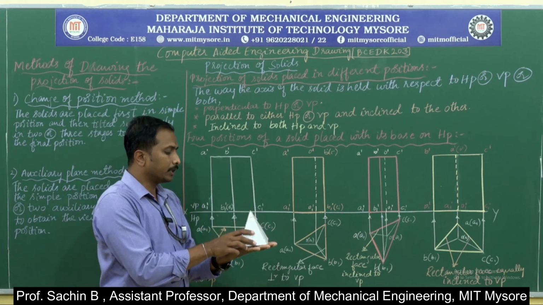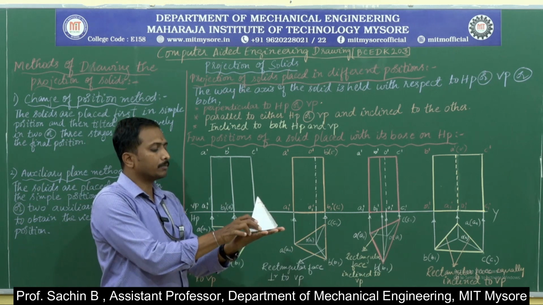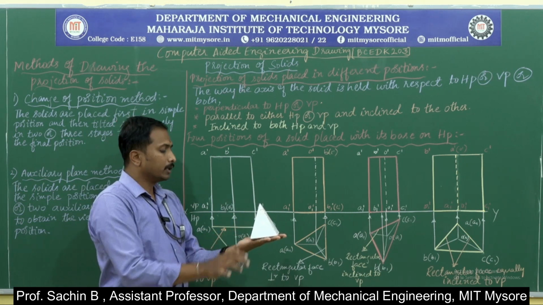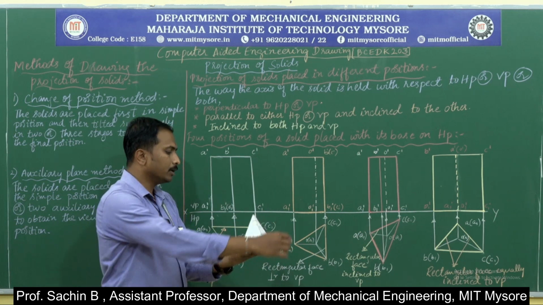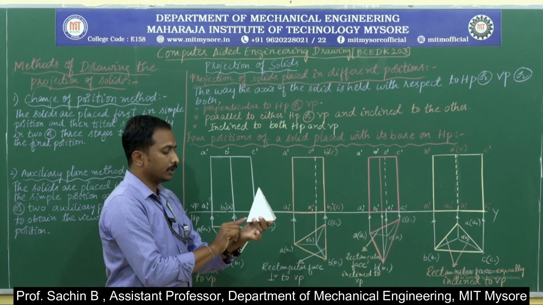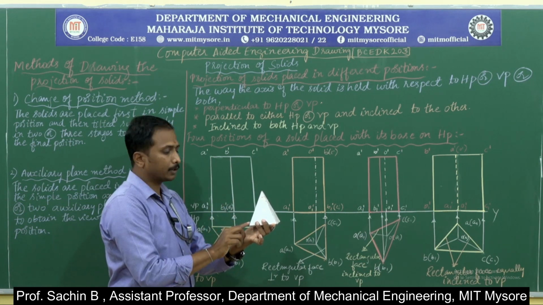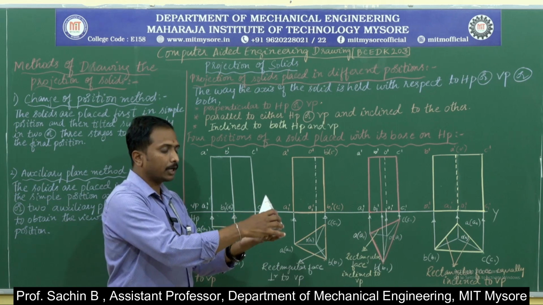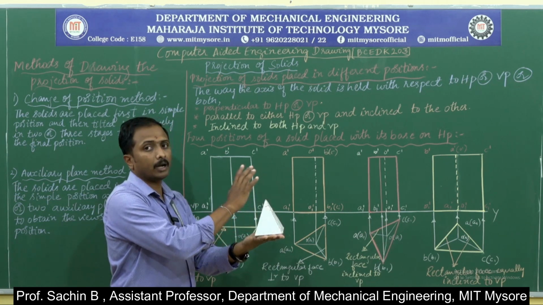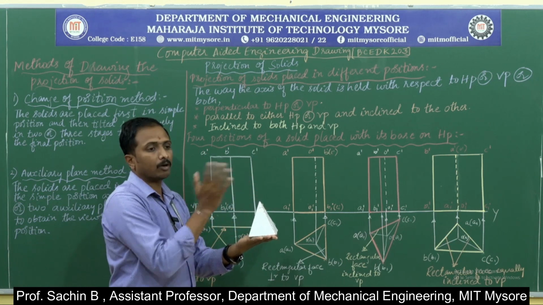Again when it comes to the second condition, I am going to keep the object in the corner condition or in the edge condition. If I keep the object like this, here I am going to consider this side of the base or this side of the base. Here the base edge will be perpendicular to VP, and in this condition also it is resting on HP, and the top view and front view will be written on the respective planes.